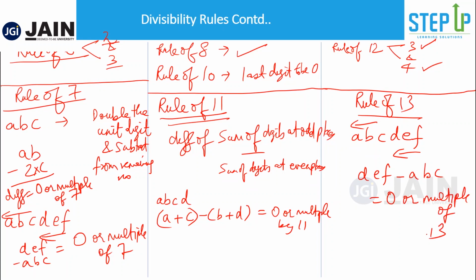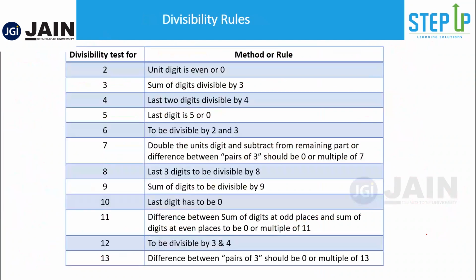Okay, so we learned so many rules. We also saw the concepts behind some of these rules. Now this table I'm sure you can fill on your own. This is very easy. It says rule of 2, unit digit is even or 0. 3, sum of digits divisible by 3. 4, we learned last 2 digits divisible by 4. 5 is very easy, last digit is 5 or 0. 6 to be divisible by 2 and 3.